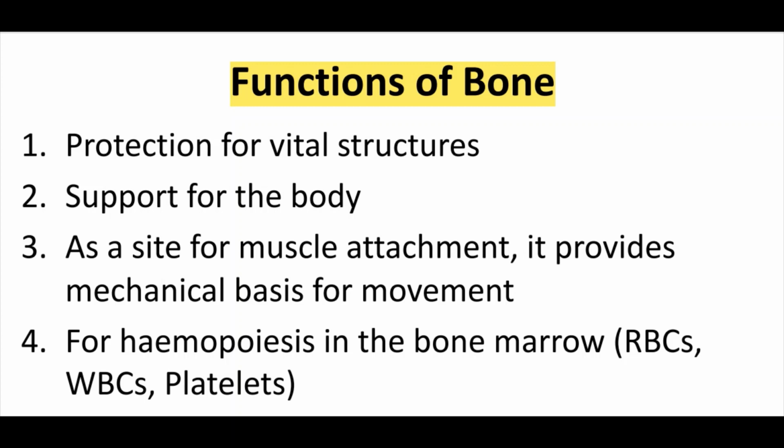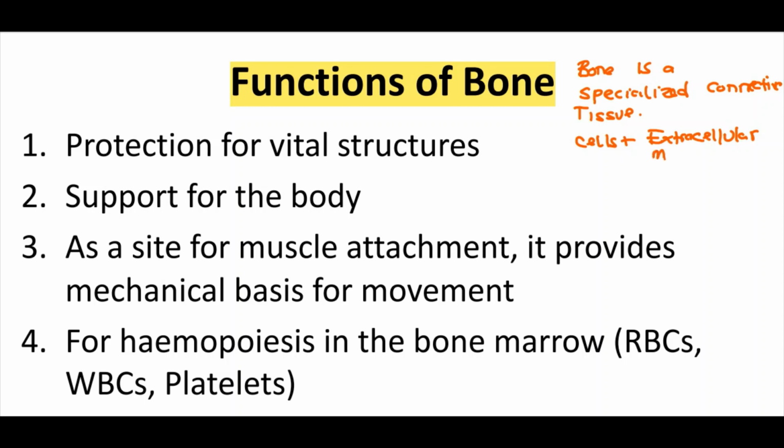So let me just write it here. So bone is a specialized connective tissue. Now, it being a connective tissue, it means that it contains cells and extracellular matrix. So in this video, we're going to look at the cells of bone and what makes up the extracellular matrix of bone.